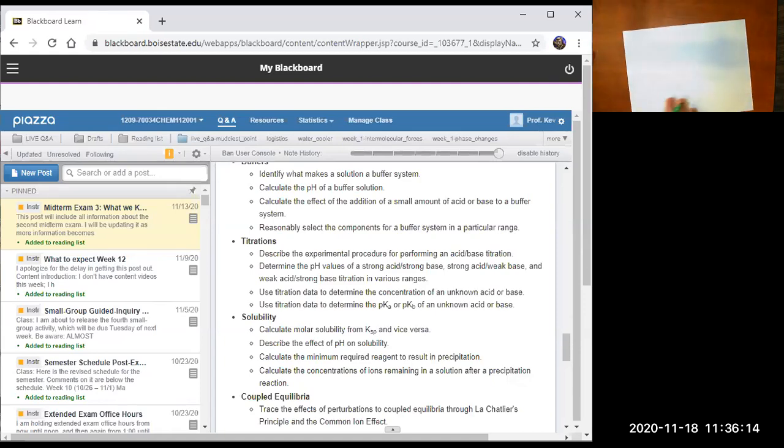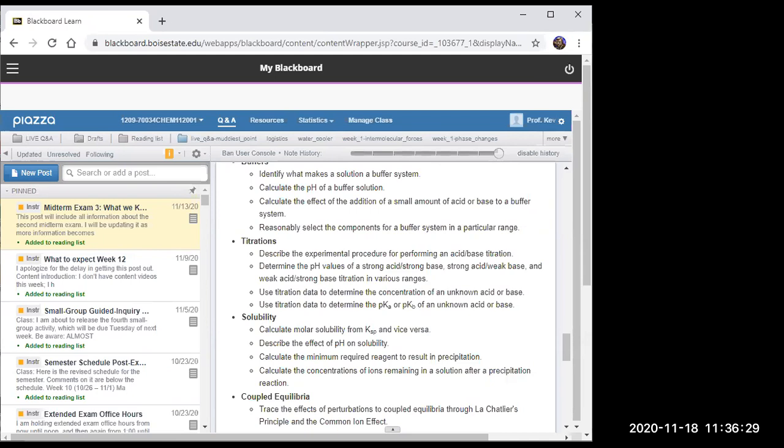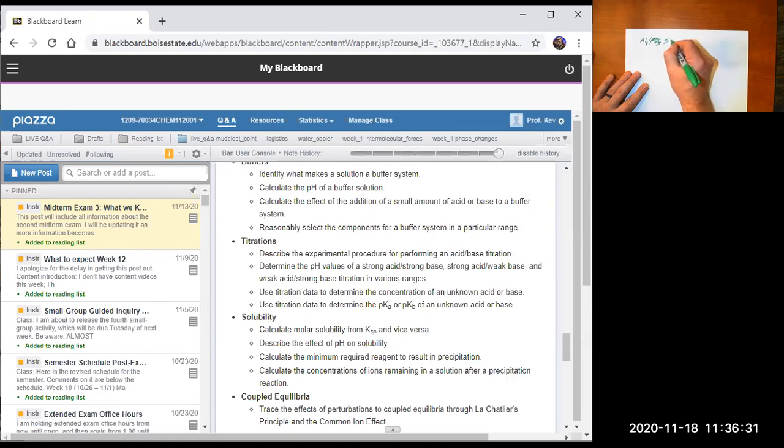So remember that, I'm going to use as an example aluminum phosphate. Nope, I'm not going to use that. I'm going to use aluminum sulfate, SO4. It's a 2 minus, so 2 of those, 3 of those.